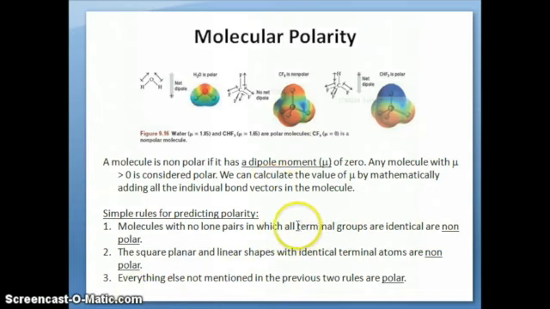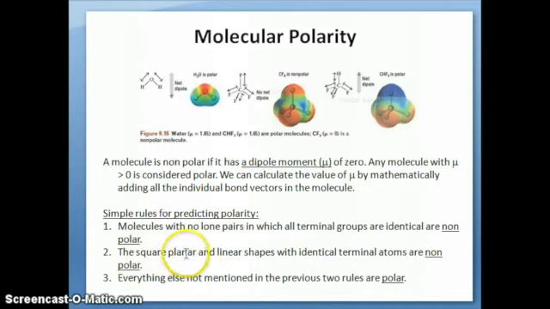So an example of this type of molecule is the one that we just talked about, which is CF4. There's no lone pair around C, the central atom. All the terminal atoms are all fluorine, so they're all identical. So this molecule is nonpolar. If you add the vectors, you'll get a mu of 0.